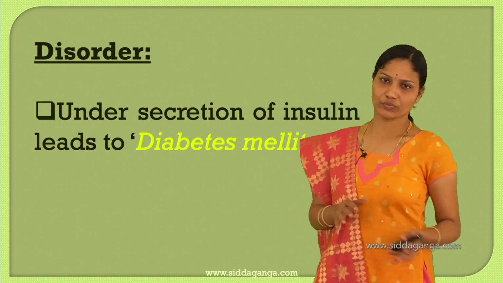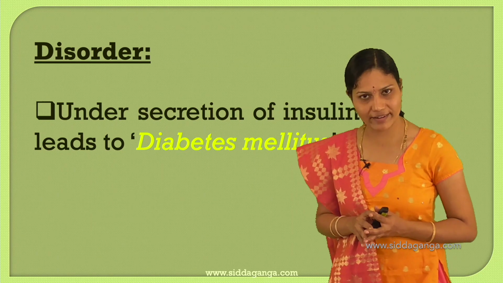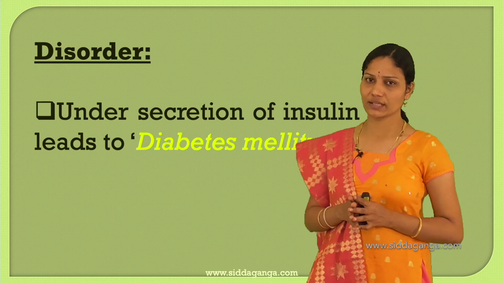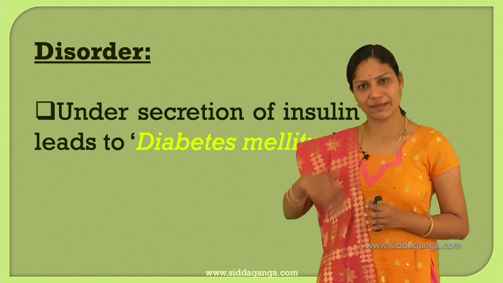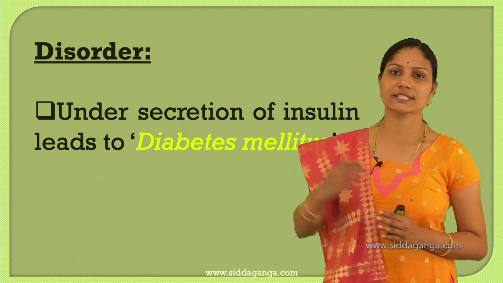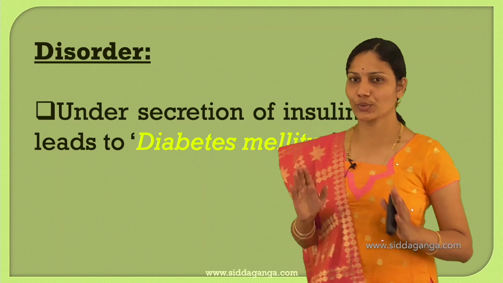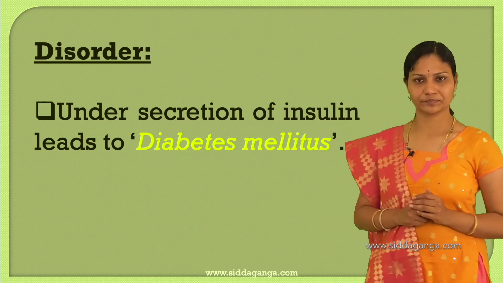It has got its own prolonged effect. So when insulin is not secreted in proper quantity, what happens? The sugar level in the blood remains as it is. The glucose level in the blood keeps on rising. So this is all about diabetes mellitus.